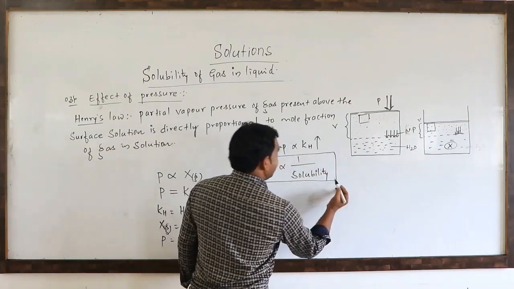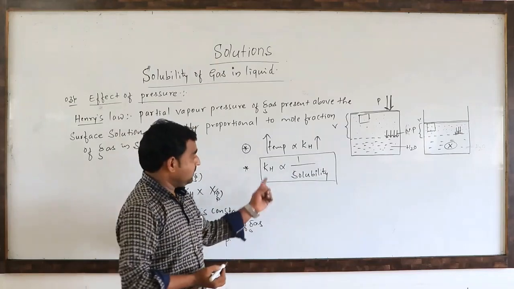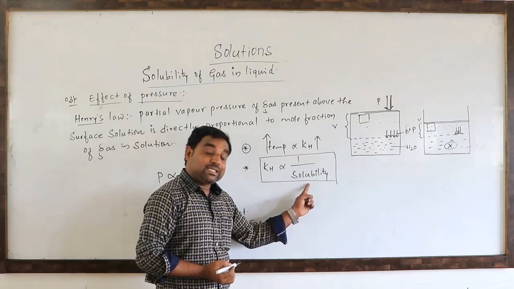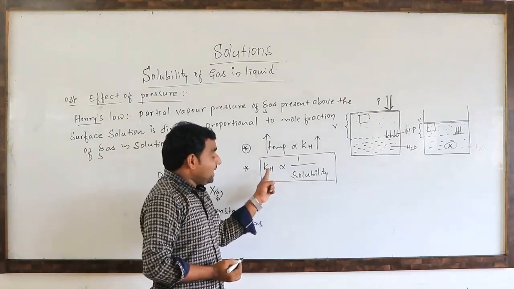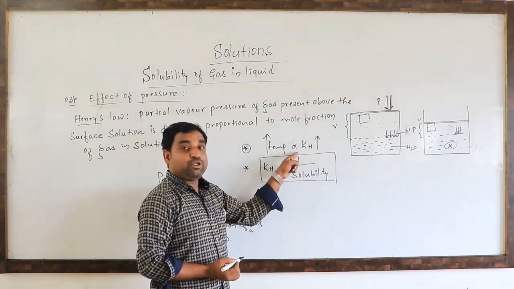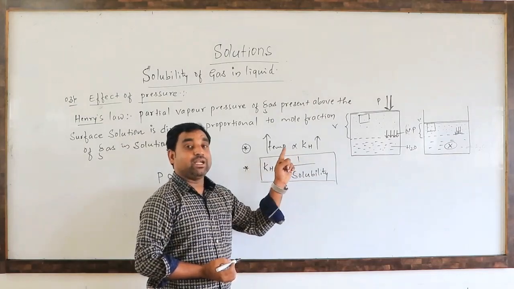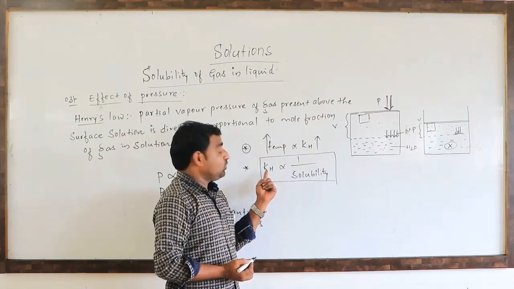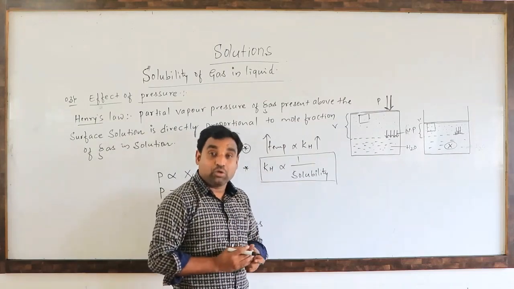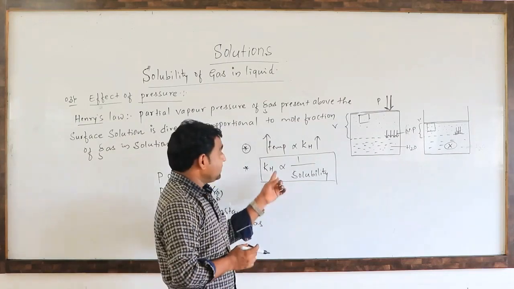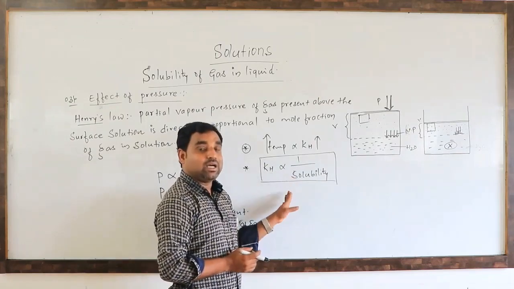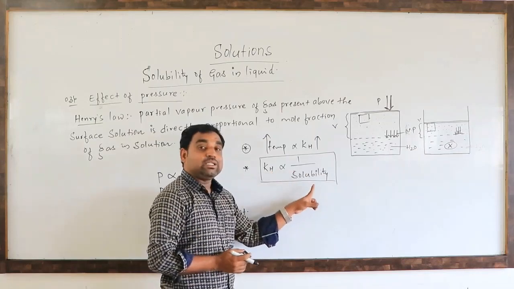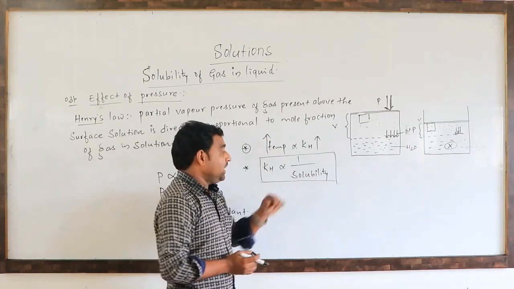They have asked many times one mark question regarding this one. The more the Kh value, the less the solubility of a gas in a liquid will be, or the less the Kh value, the more the solubility. So they give two gases and their Kh values, and ask which one has more solubility in a liquid. You have to remember, the more the Kh value, the lesser the solubility of the gas in a liquid.